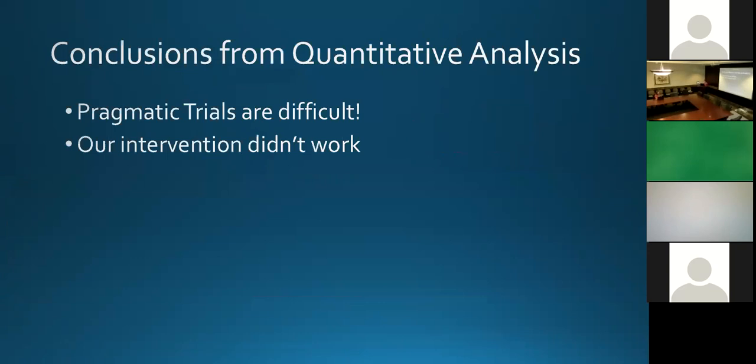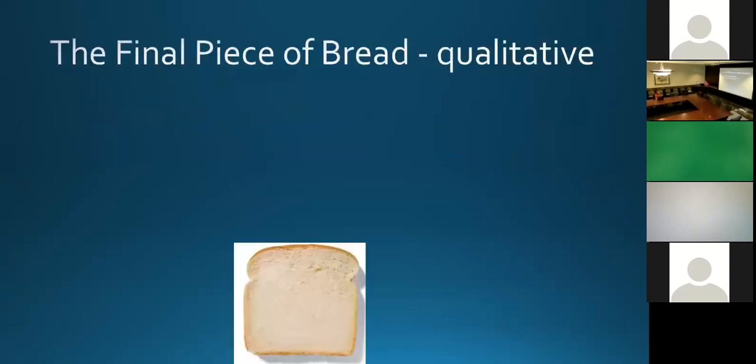So, some overarching conclusions from our quantitative analysis. Obviously, I've simplified this quite a bit. There was a lot more to the trial than what I'm showing, but hopefully I've conveyed that pragmatic trials are difficult, sometimes painful, and despite our best efforts, and we did a lot of hand-holding with these practices, our intervention didn't work. That was actually very useful because we felt like, gosh, if our intervention didn't work, then many other things are not likely to work, because we were in their offices a lot trying to help them get this done.